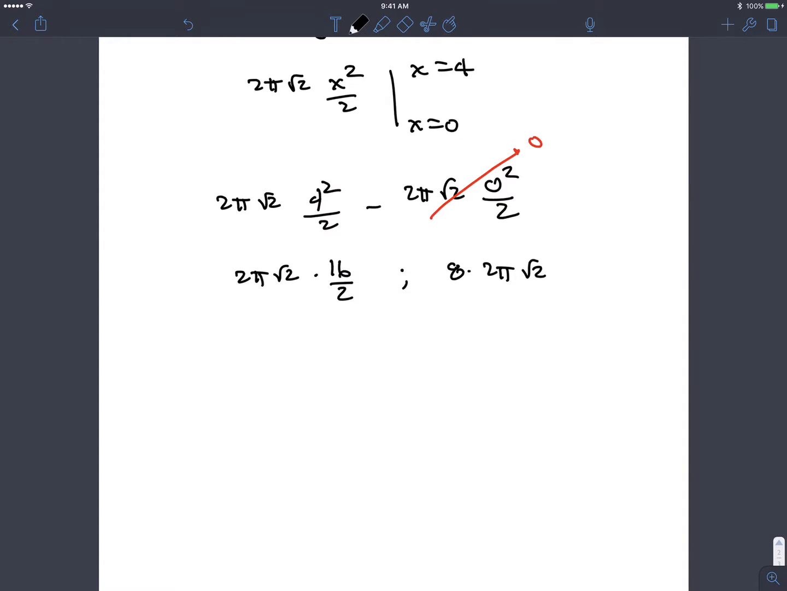And what do we get here? What do you guys see? Anybody know? Is this going to be 16 pi square root of 2?